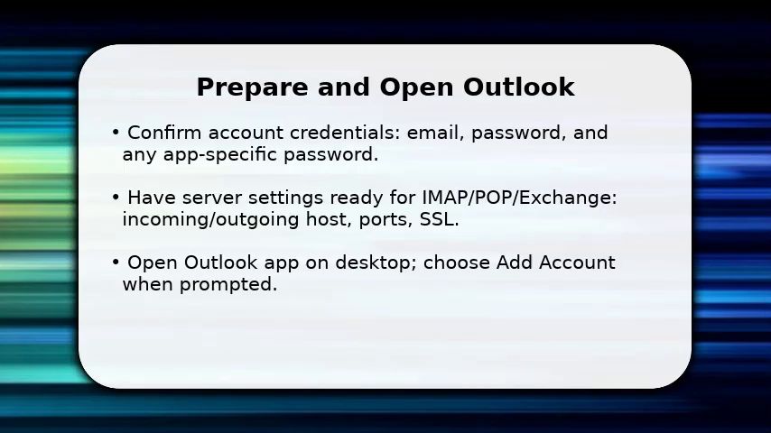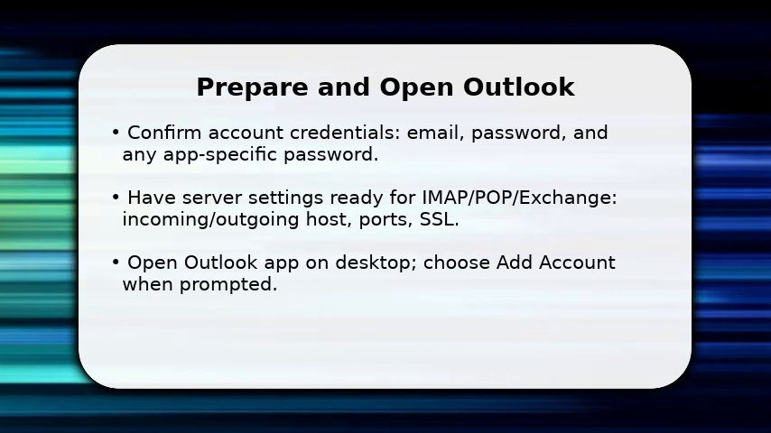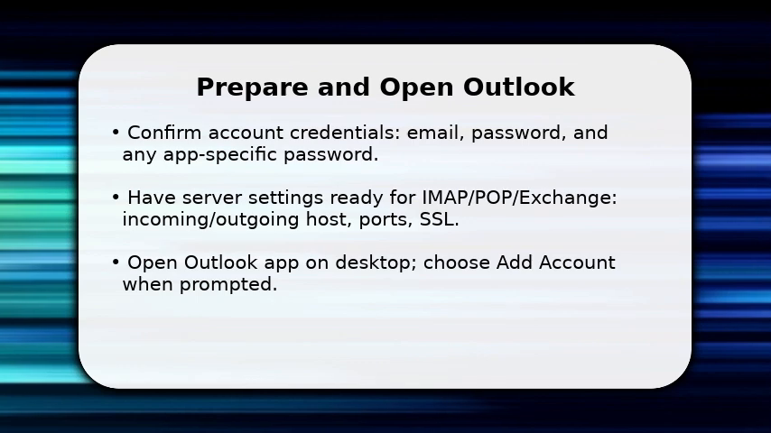You're starting by preparing essentials. Gather your email address, password, and server details if you need IMAP, POP, or Exchange. Once done, open the Outlook desktop app and head straight to File, Add Account. This kicks off the setup flow. You do this now so Outlook can test connectivity immediately.